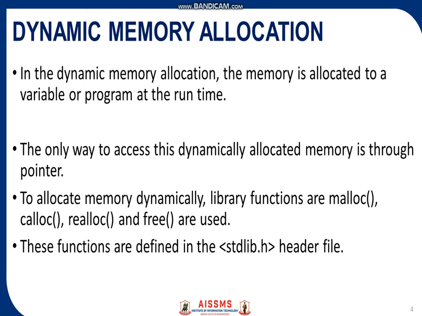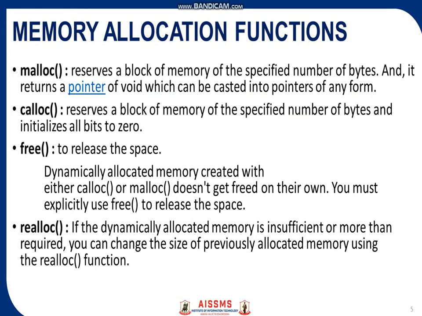Here the only way to access dynamically allocated memory is through a pointer. And to allocate memory dynamically, there are library functions such as malloc, calloc, realloc and free. These functions are defined in stdlib.h, so don't miss adding this header file. Okay, so we will look at the memory allocation functions.